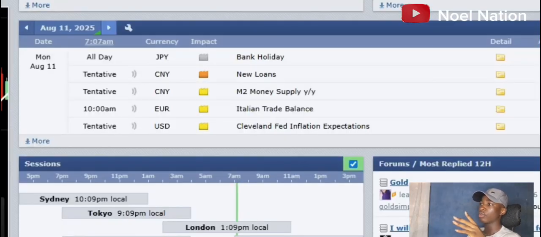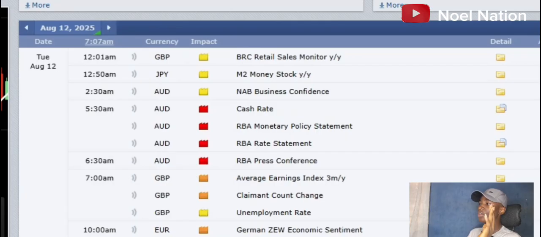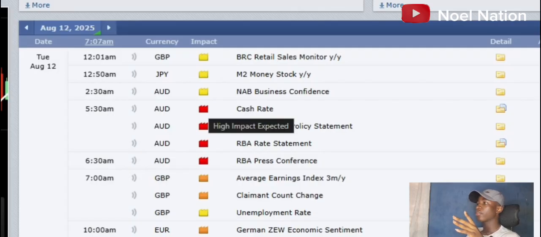So let's move on to the next day. You can now click on next like this, and it's going to show you more. Very good. Now as you can see here, this is AUD USD, the Australian dollar. It has something like cash rate, and this is high impact. So that high impact is expected.